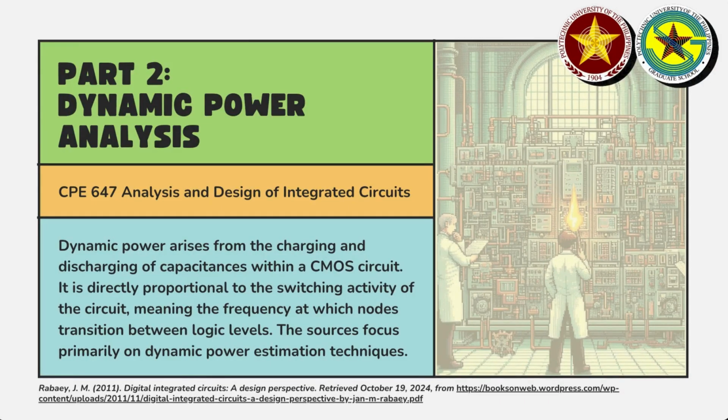Part 2. Dynamic Power Analysis. Dynamic power arises from the charging and discharging of capacitance within a CMOS circuit. It is directly proportional to the switching activity of the circuit, meaning the frequency at which nodes transition between logic states. The sources focus primarily on dynamic power estimation techniques.